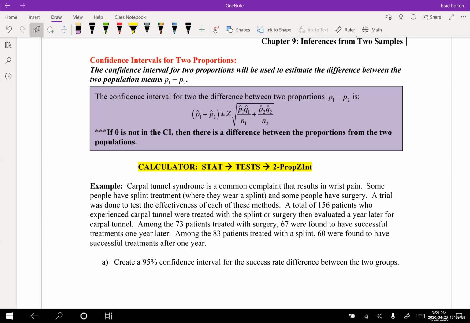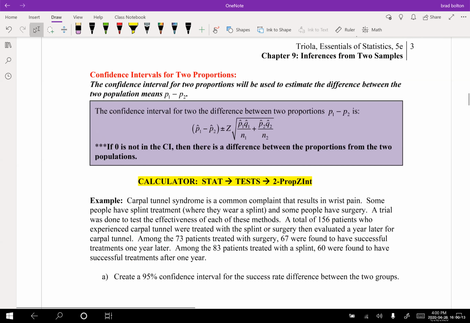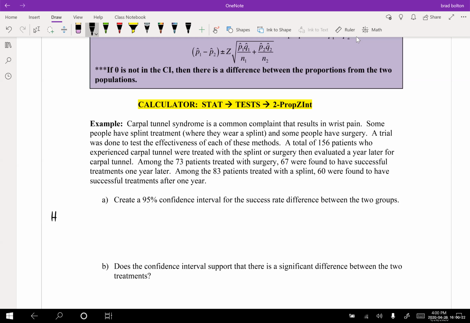Okay, so confidence intervals for two proportions. So we can kind of lead back into what I ended chapter 8 with. I'm just going to show you guys that the confidence interval for two proportions will be used to estimate the difference between the two population proportions, P1 minus P2. Now remember what the null said? Remember the null said that P1 equaled P2, okay? Now take that back to the formula.